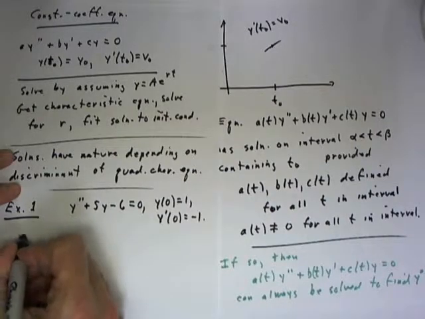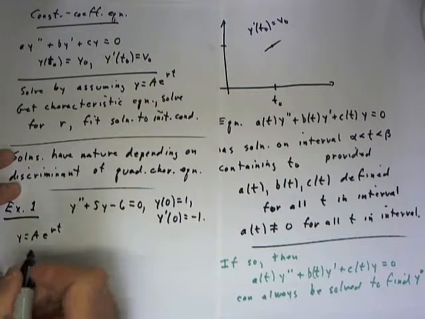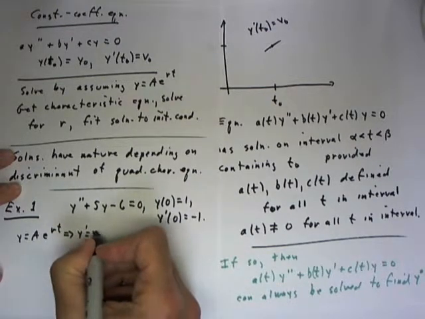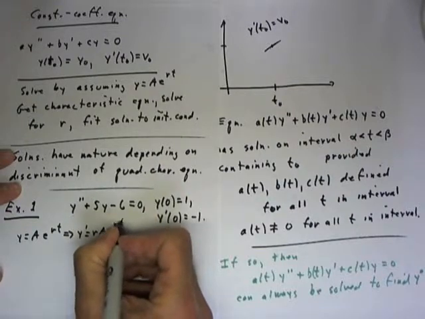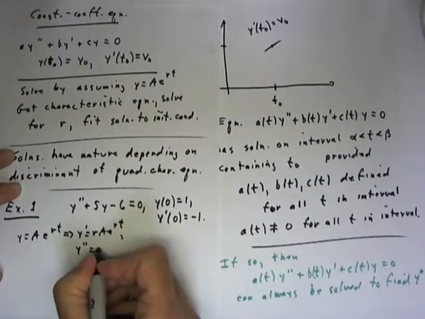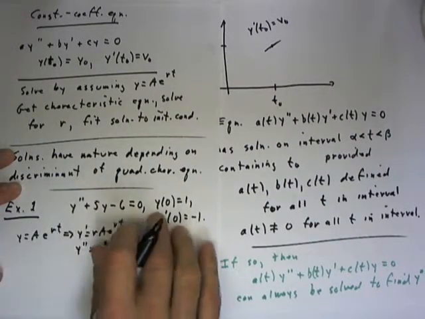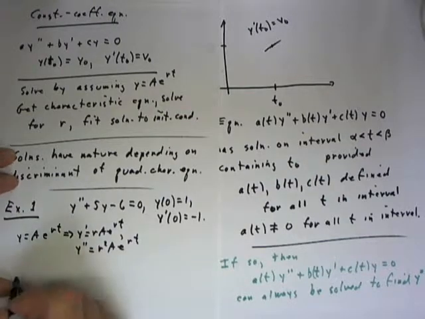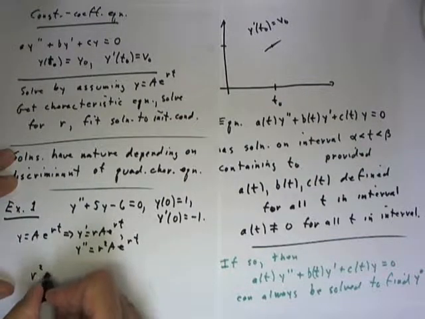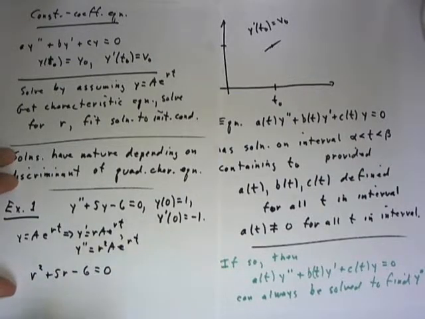So if y equals A e to the rt, then y prime is r A e to the rt, y double prime is r squared A e to the rt, and our equation becomes r squared plus 5r minus 6 equals 0.